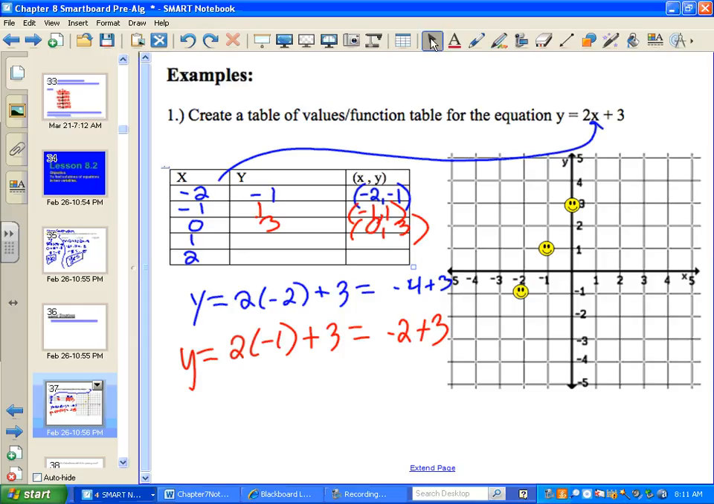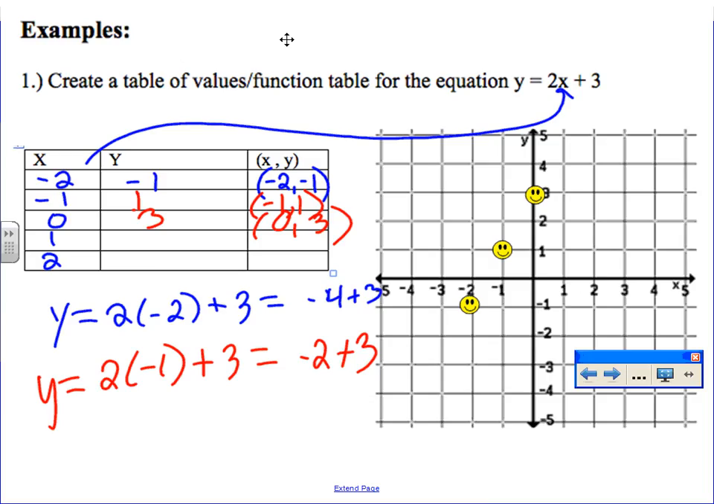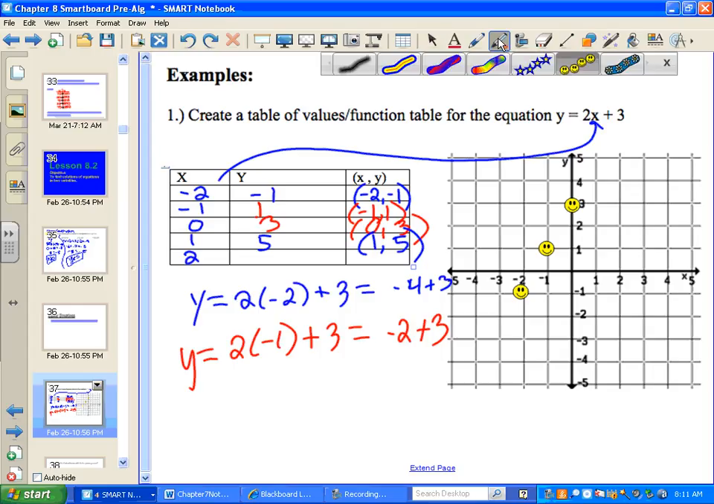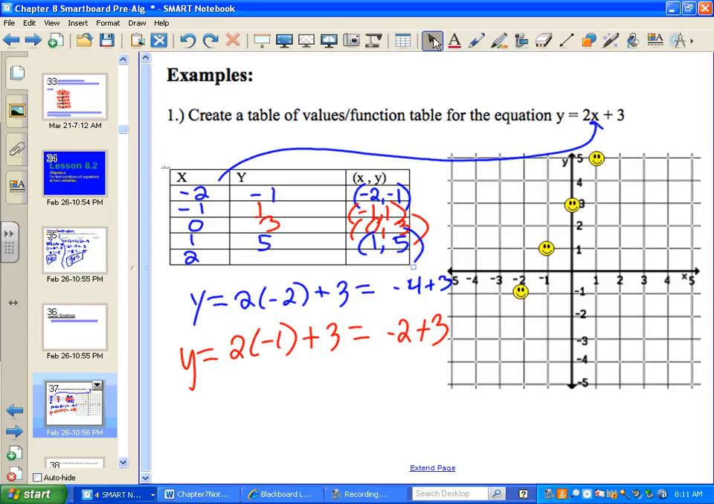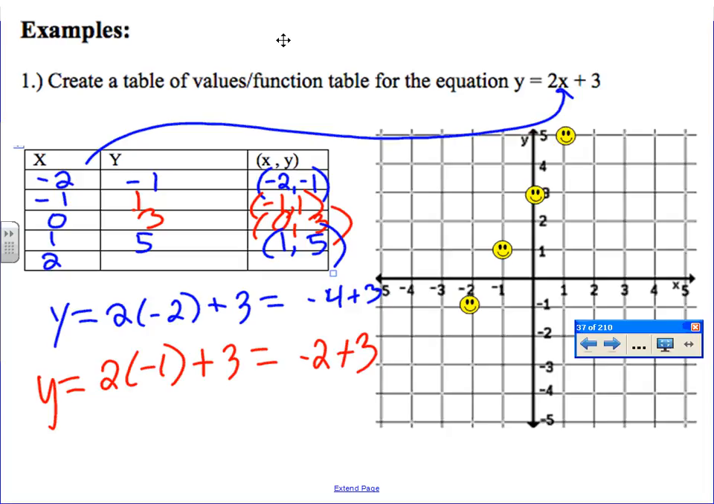Good. Okay, if we plug 1 in for x, we have 2 times 1 plus 3. Gio, what's 2 times 1 plus 3? Good, 5. So we have 1, 5. Steve, when we graph 1, 5, where does it go? Good. Over 1, up 5, it's in quadrant 1. Okay, then the last one, Ray, what is 2 times 2 plus 3? Good. So we have 2, 7.